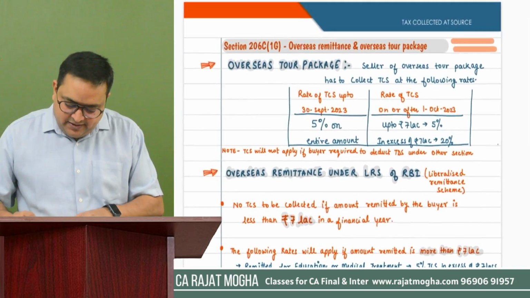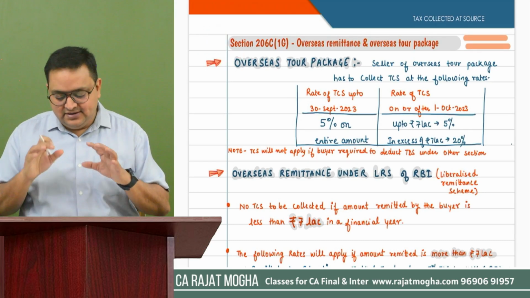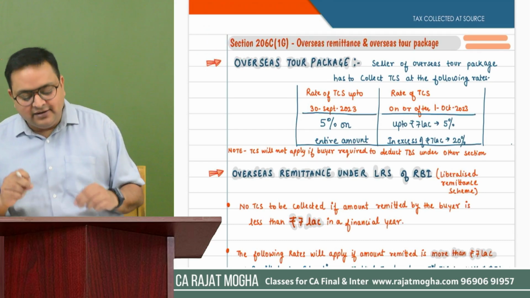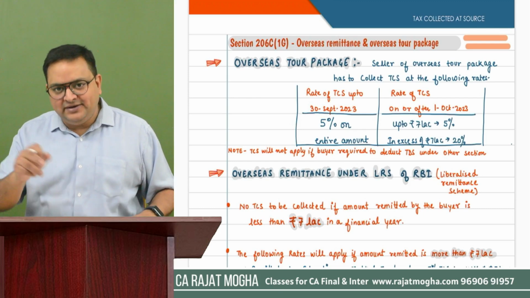Okay, mark this section as important because there is a little amendment also in this section. So this section is the examiner's favorite. They can ask questions on this section and the next section also, but this section is more important.